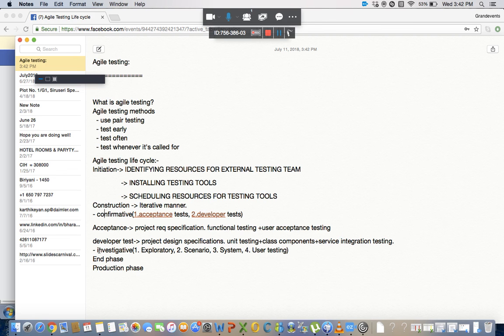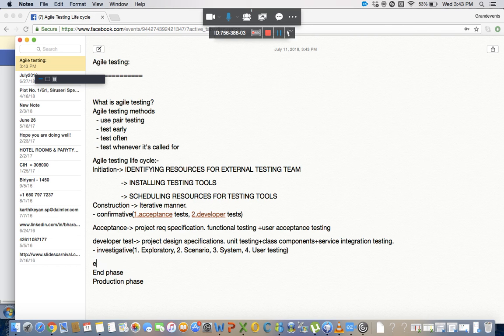Next is investigative testing, which is a part of the construction phase. Here the team has to discover the problems that the development team has not considered. This testing is done by an independent team. The team has to identify whether the project has met the requirements or not. The types of investigative testing are exploratory testing, scenario testing, system testing, and user testing.